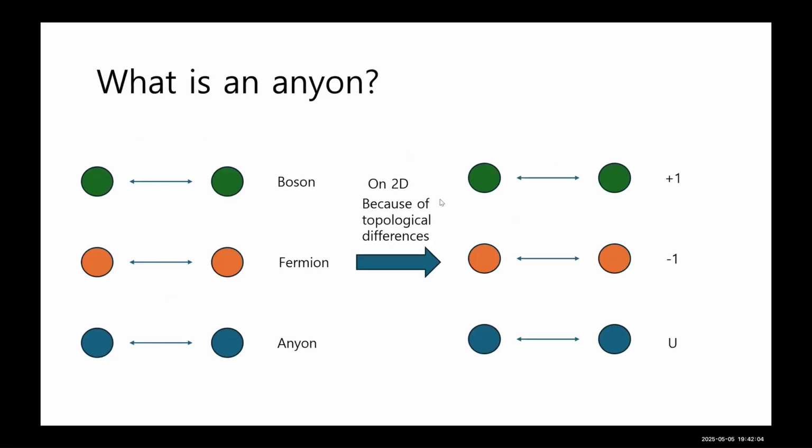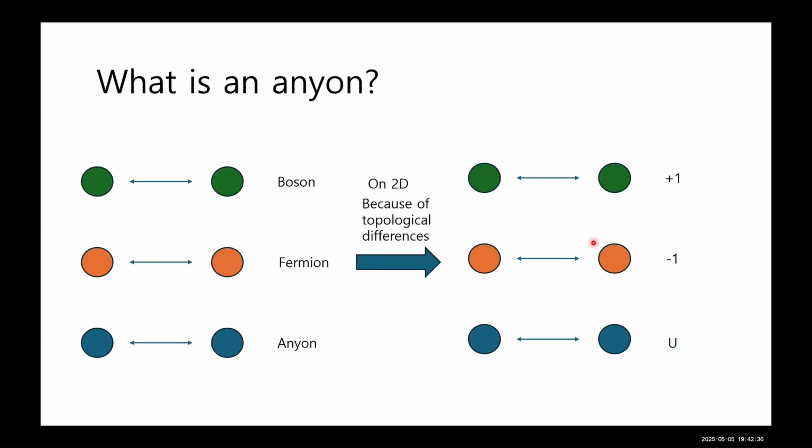So, what is an anyon? We have to know boson and fermion first. If there are two particles and we try to change their location, a boson is going to have no phase change. But if the particles are fermions, they're going to have a -1 phase. And if the particles are anyons, they're going to have neither +1 nor -1 phase.